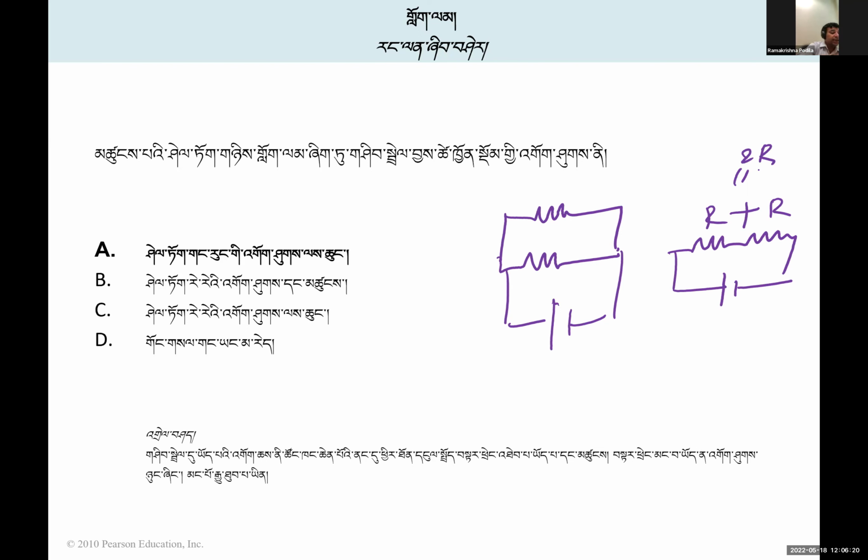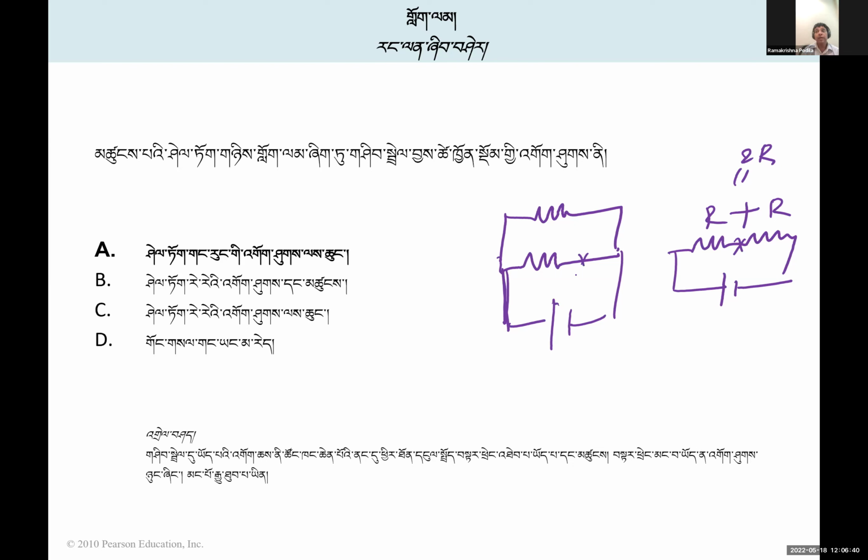The way that makes sense is that when the current is flowing, it gets redistributed. Now imagine you want to cross a bridge. If one bridge is broken, you cannot cross the river. But if there are two bridges, and one bridge is broken, you can still cross the river.